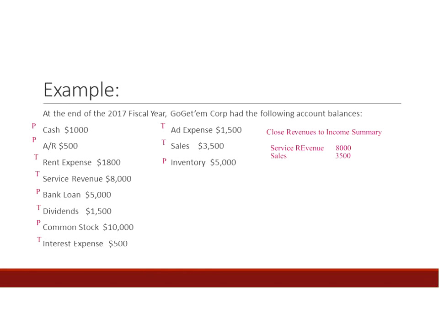Those are our only revenue accounts, and so we're going to credit our income summary for $11,500, the entire revenues. Next, we're going to close our expenses.